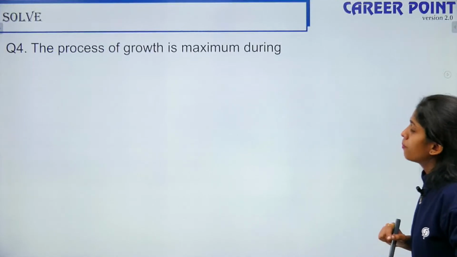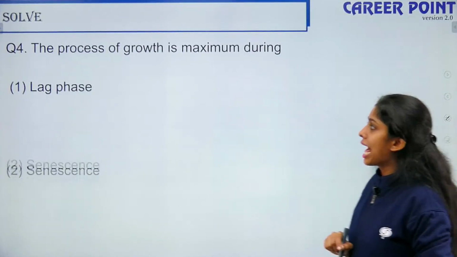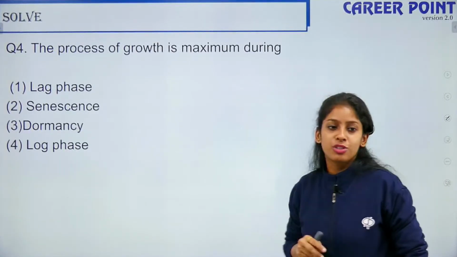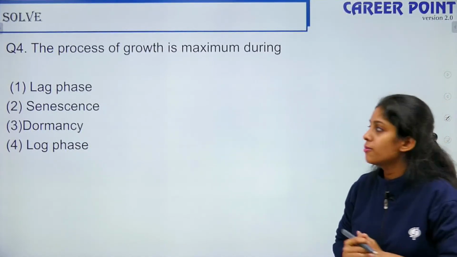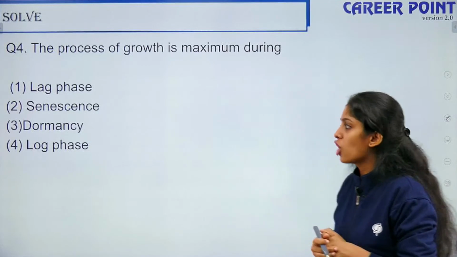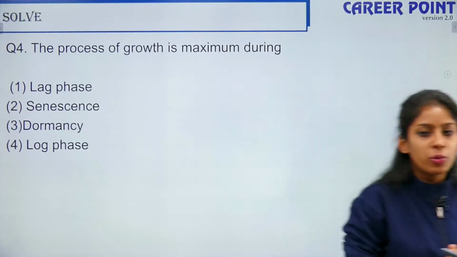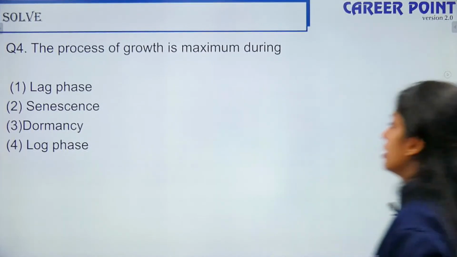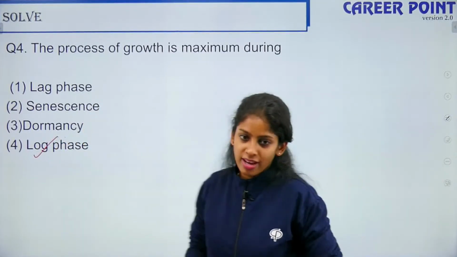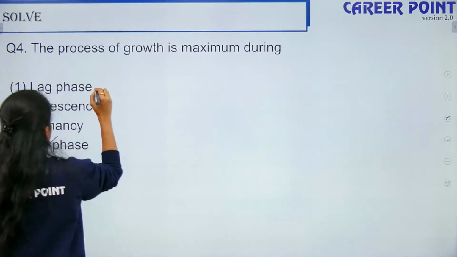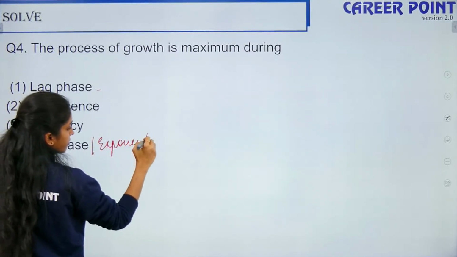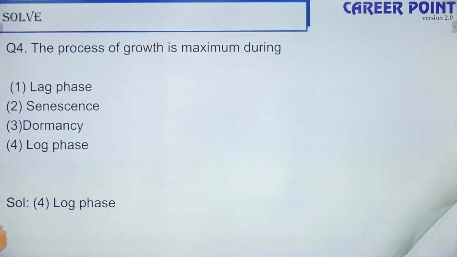Yes, question 4. The process of growth is maximum during lag phase, senescence phase, dormancy phase, or log phase. Very, very easy question, right? Yes, come on, quick. Yes, absolutely right. It is log phase. Yes, perfectly right. It is log phase. Very good. So lag phase is the initial phase, then exponential or log phase, then you have stationary phase, right? Okay, so here the right answer is option 4.